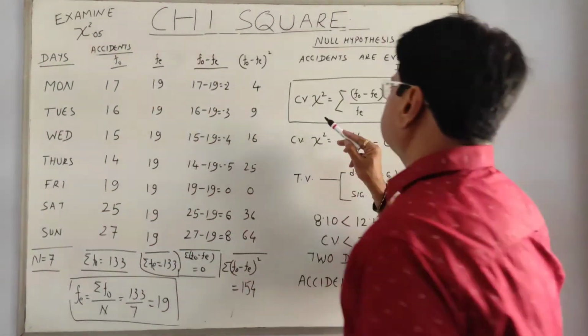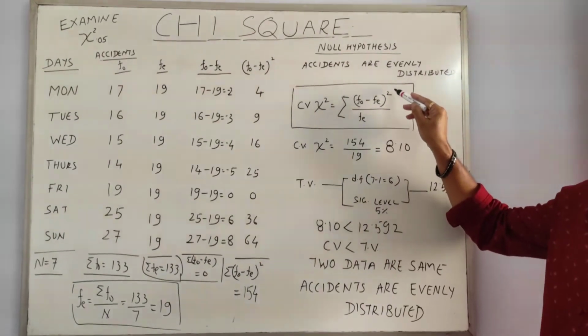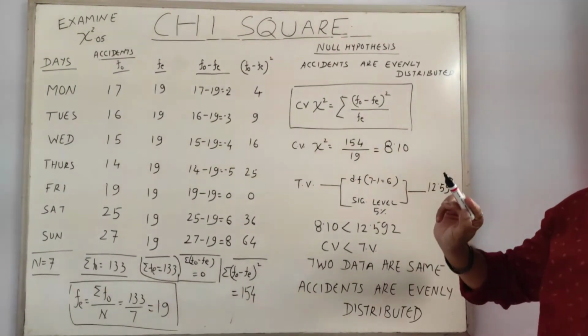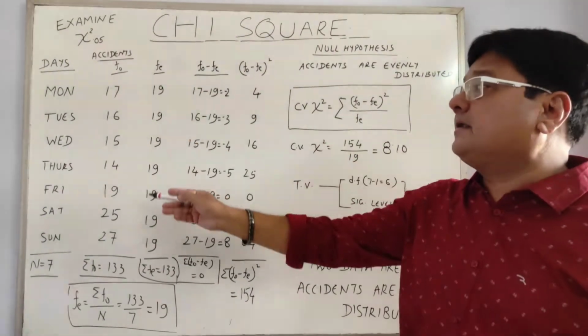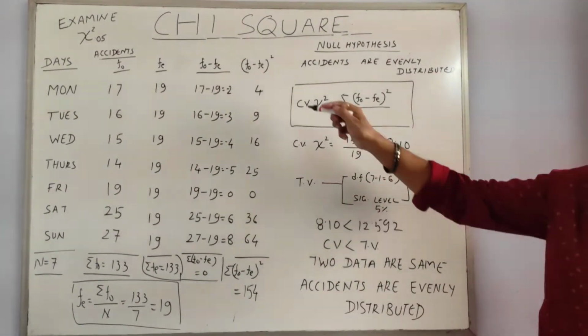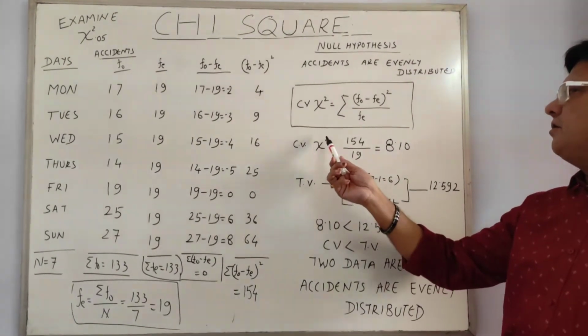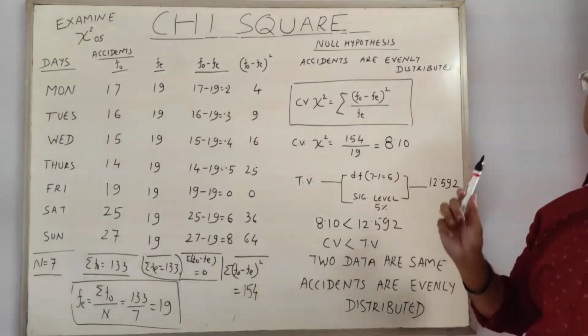Our formula is chi-square is summation of FO minus FE square divided by FE. Because our FE is common, 19, we don't have to calculate 7 times, we can calculate the total of that divided by 19. So our calculated value of chi-square is coming to 8.10.